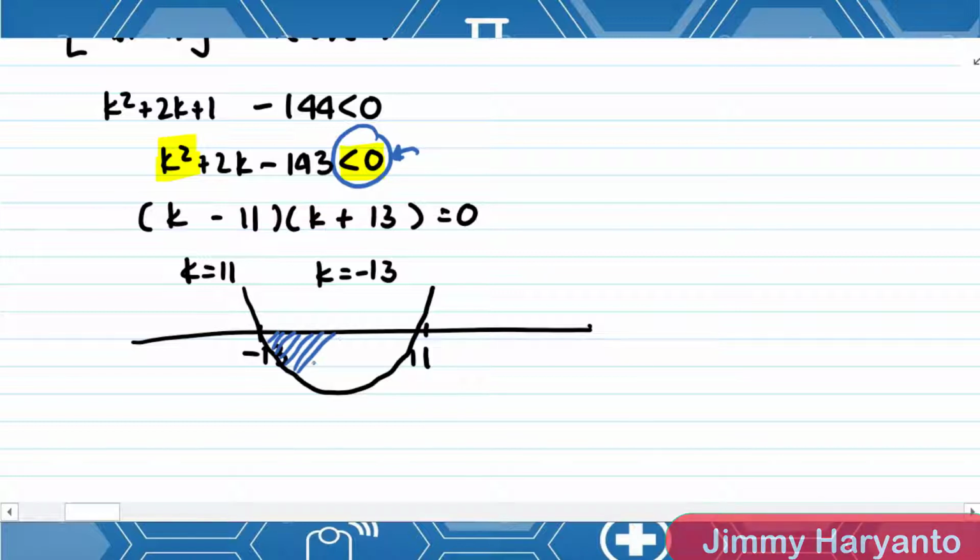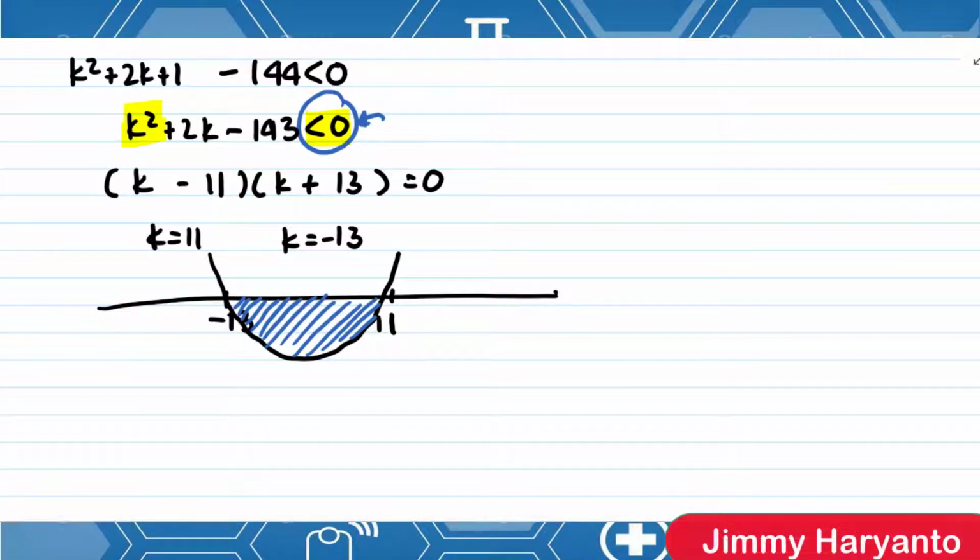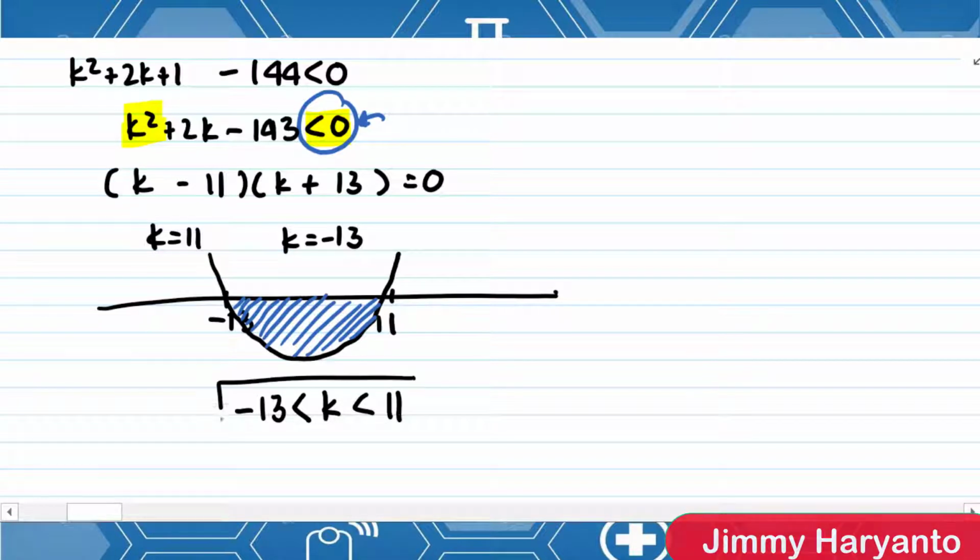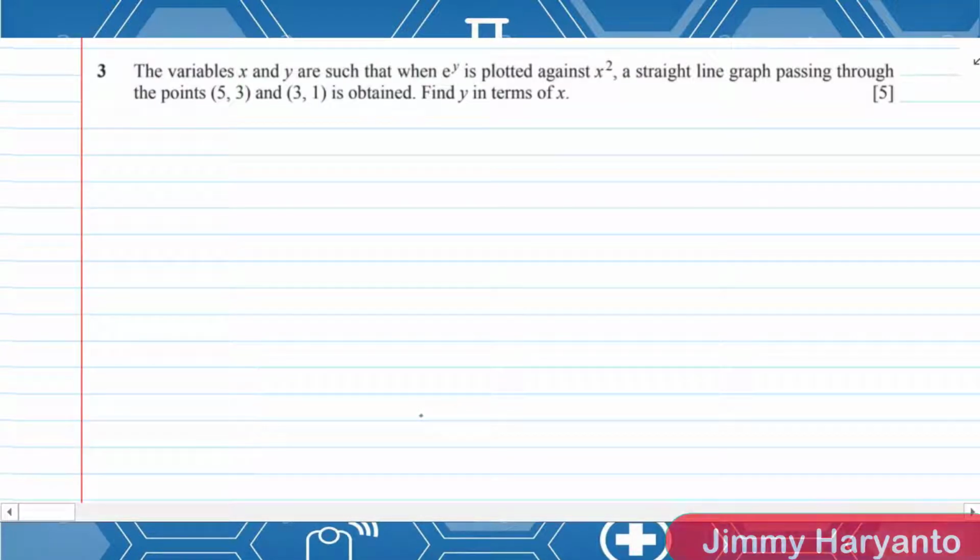Below the number line, it will be right here. Yeah. And that area is between negative 13 and 11. So the k will be between negative 13 and 11. This is the answer.